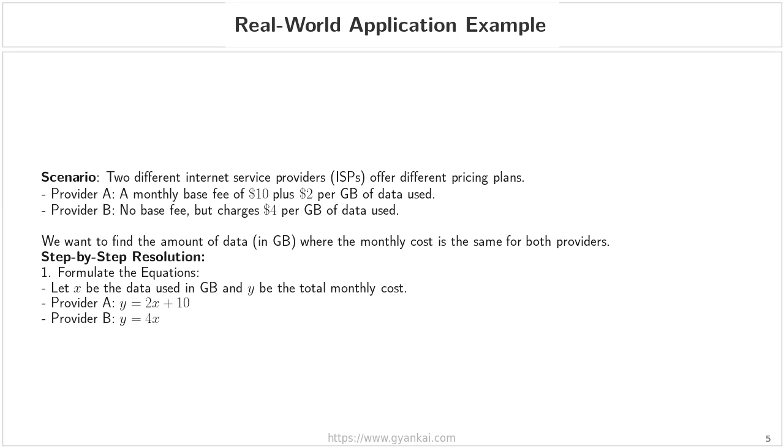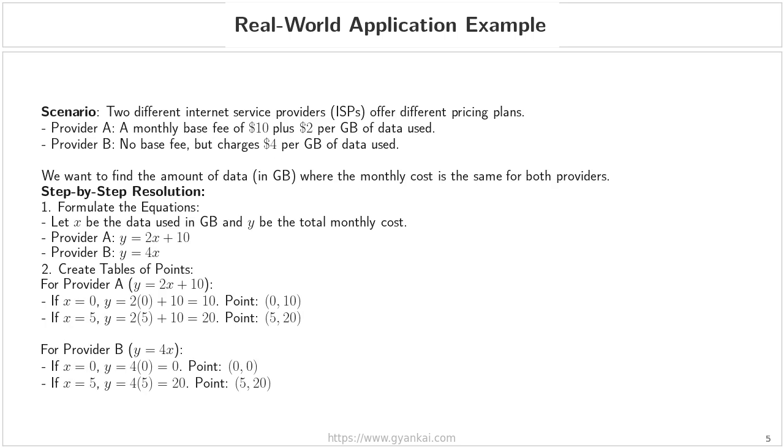First, we need to formulate our equations. To do this, let's define our variables. Let x represent the amount of data used in gigabytes, and let y represent the total monthly cost in dollars. For provider A, the cost is 2 times x plus 10, which gives us the equation, y equals 2x plus 10. For provider B, since there is no base fee, the cost is simply 4 times x, so our second equation is y equals 4x.